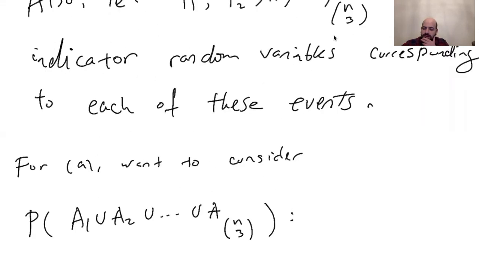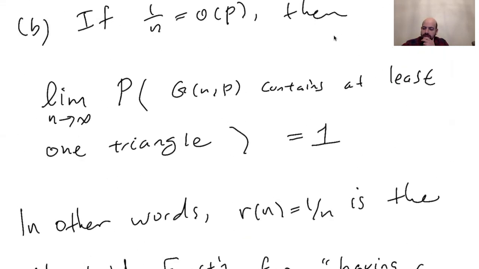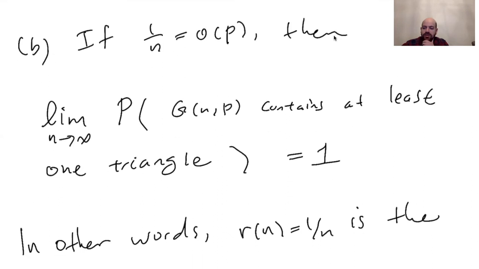Okay, now let's do part B. For part B, the trick is a little bit different. Let's go back and look at what we want to do. We want to show that if 1 over n is much less than p, then the probability that G(n, p) contains at least one triangle is 1 as n goes to infinity.